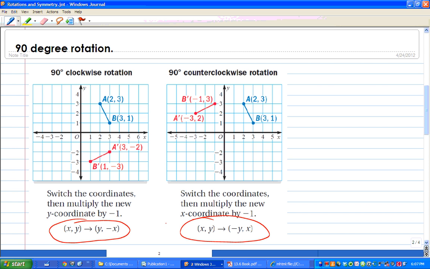If it's a 90 degree clockwise rotation, what you do is you switch the coordinates and multiply the new y by -1. Or you could just say (x, y) becomes (y, -x). You put them in that order. To do a counterclockwise rotation, (x, y) becomes (-y, x). Or you could say switch the coordinates and multiply the new x coordinate by -1.